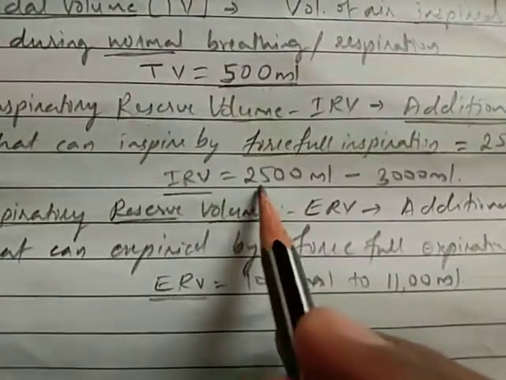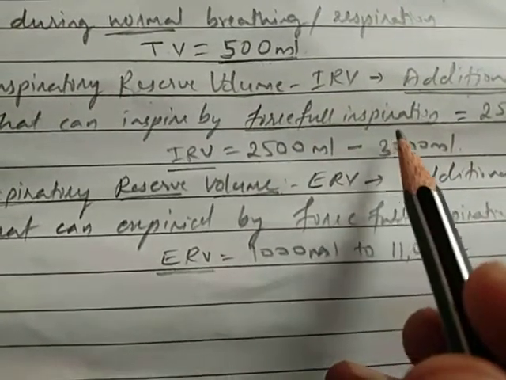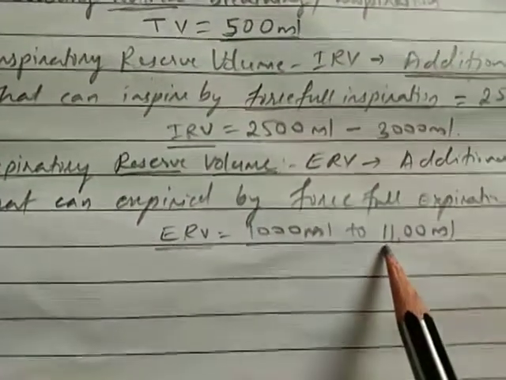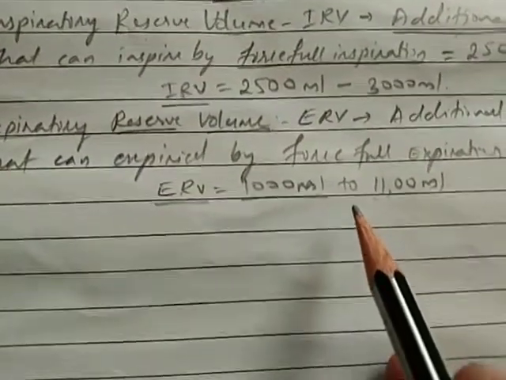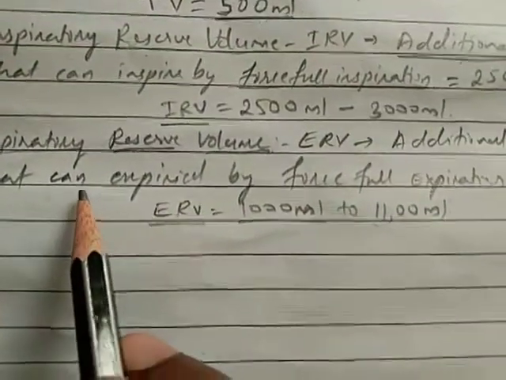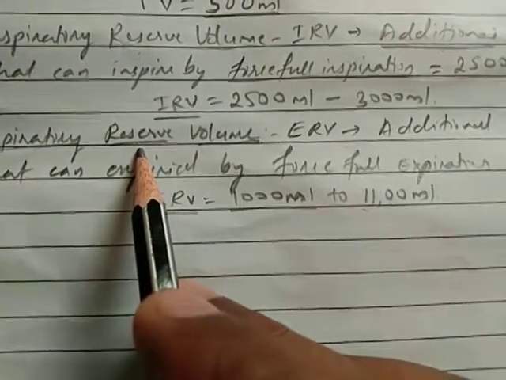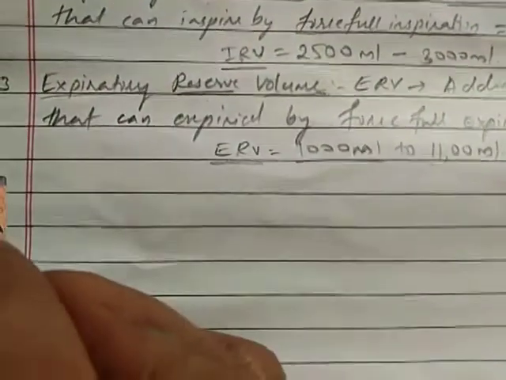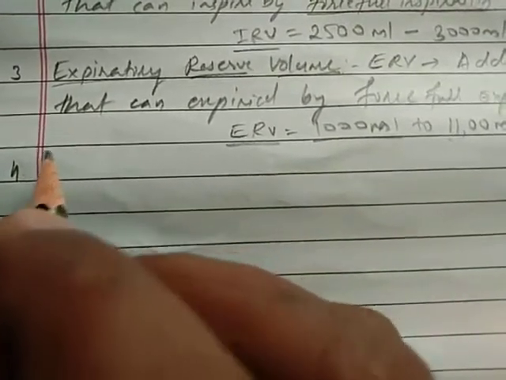IRV is 2500, so we can inhale much air with forceful inspiration, and we can expel the air about 1000 ml to 1100 ml, right? So next, the residual volume. Actually we consider it as supplementary, right? Expiratory reserve volume is referred to as supplemental air, right? So we can take now the next volume, that is the fourth one, residual volume.